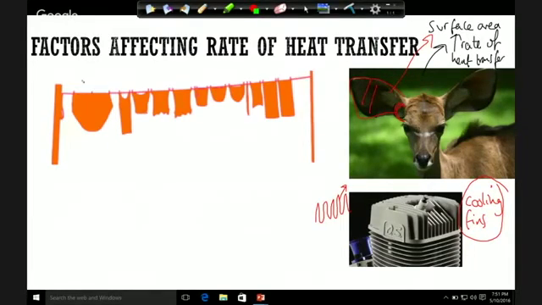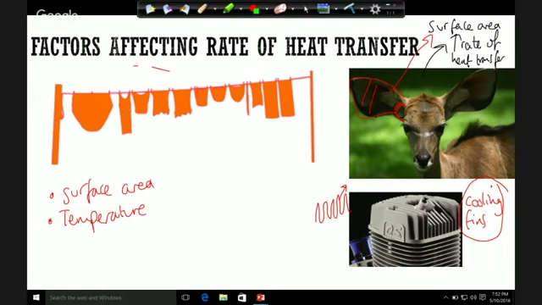Similarly, they might talk to you about the factors affecting the rate of heat transfer in relation to how long it takes for washing on a line to dry, for example. And there's a few key ones that we need to remember. And those are, as well as surface area, they are also temperature. So if you increase the temperature, like if the sun comes out, you will increase the rate of heat transfer and your washing will dry out sooner.